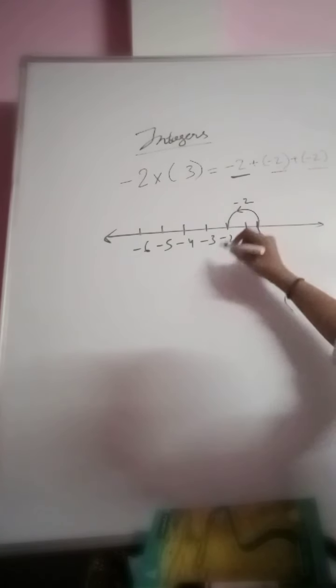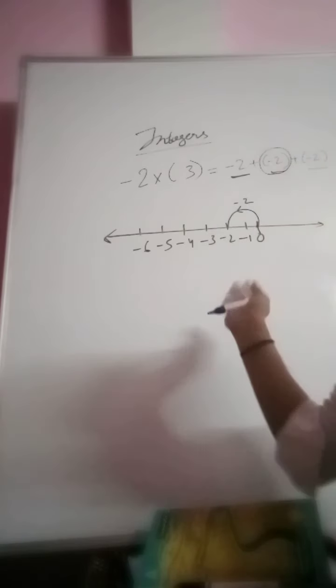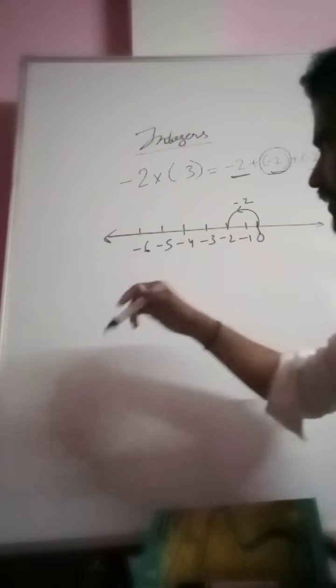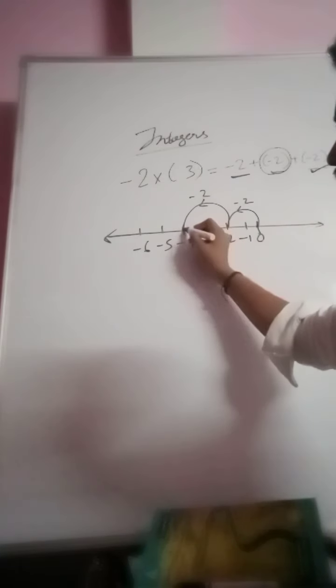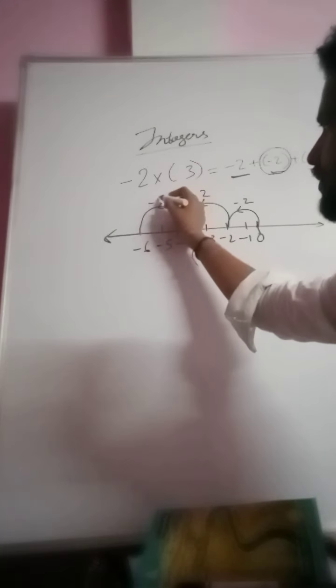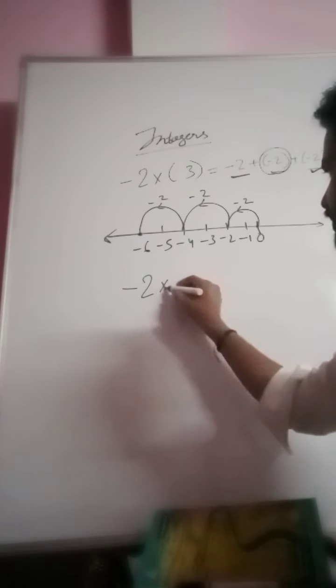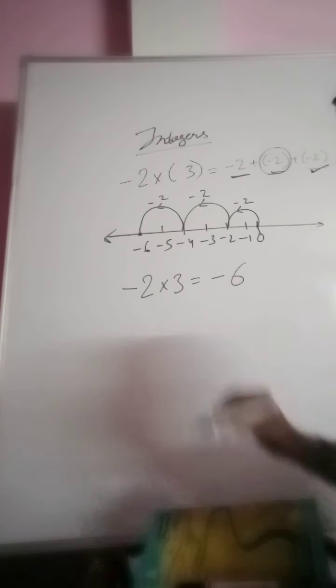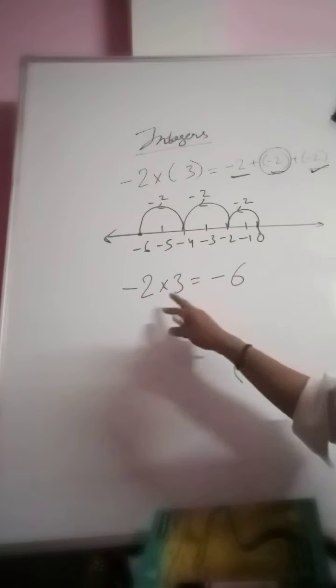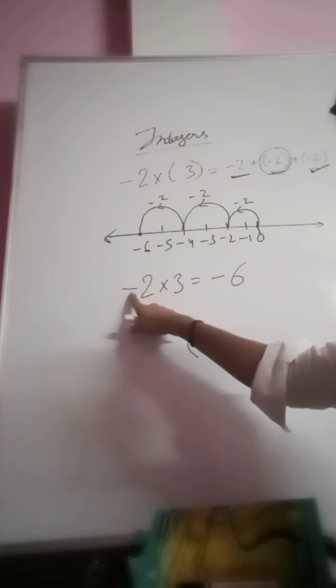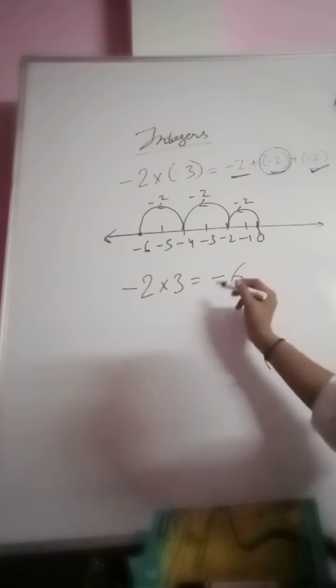This is minus 2. Again this minus 2 has to be added, a negative number has to be added, so go in that left direction. Again 2 steps I am moving to the left. And again from this, 2 steps to the left. So what are we getting? Minus 6. So the answer for minus 2 into 3 is minus 6. Yes or no? So you can observe that if I have two numbers and one is positive and one is negative, the product will always be negative.